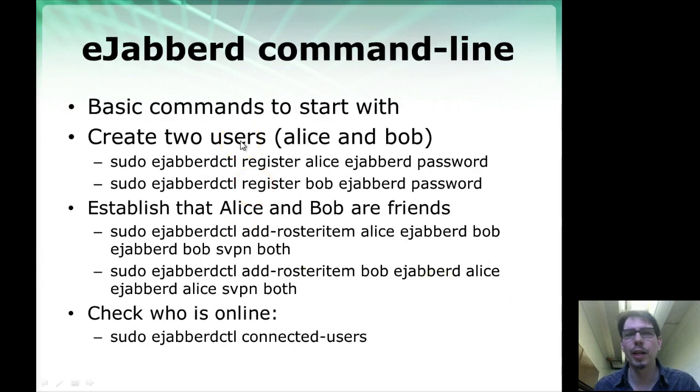Here are some basic commands you can start with to set up your own XMPP server. To create two users, our infamous Alice and Bob, you use ejabberdctl to register Alice with a certain password. And you do the same thing for Bob. If you want to establish that Alice and Bob are friends, you're going to add to the roster that Alice and Bob are friends using two commands, one for Alice and one for Bob. And this command, if you go on the server, will tell you which users are online, which users are connected to the XMPP service, which helps debugging and determining if there's connectivity between two endpoints.